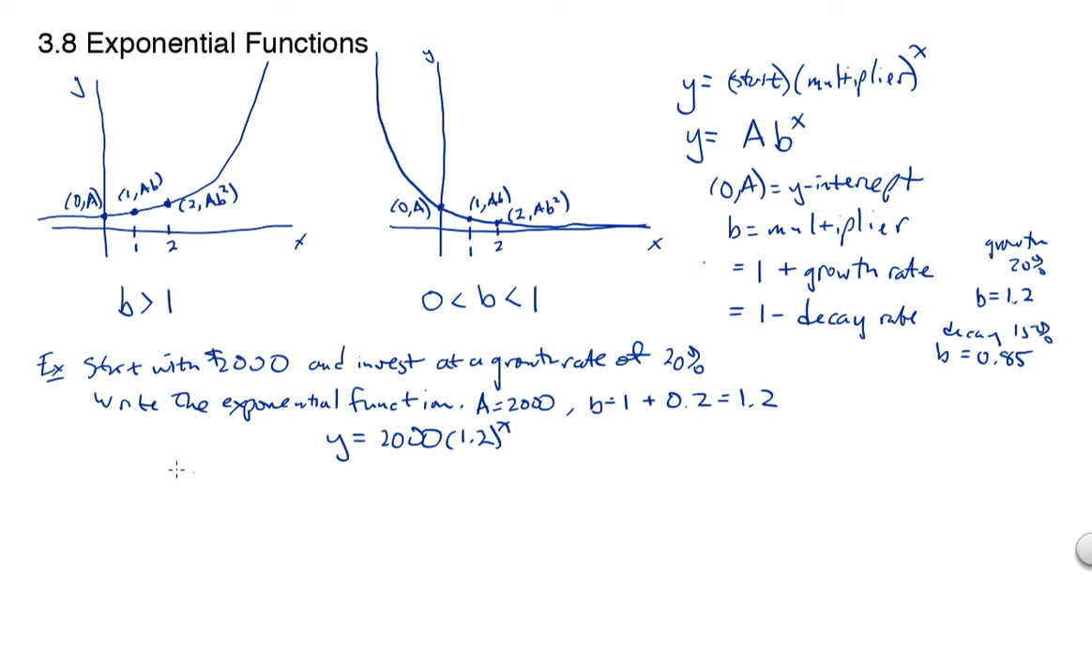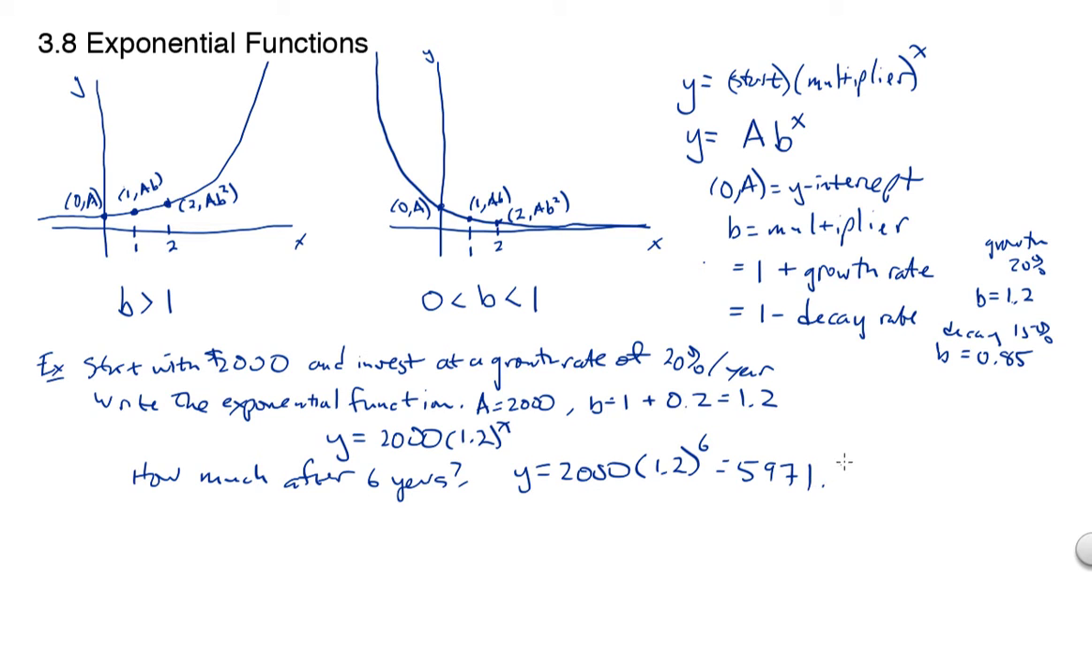Now, if we wanted to use this for something, how much will we have after, say, 6 years? Say it's 20% per year. How much after 6 years? Well, you just plug it in. y equals 2,000 times 1.2 to the 6th, 5,971 and 97 cents. That's how you want to use it.